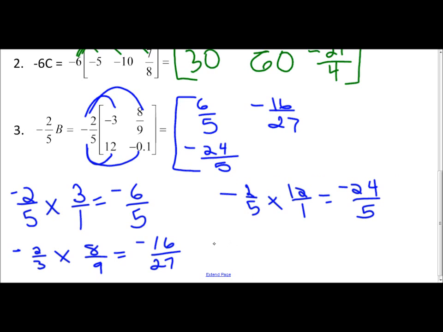And finally, I'm going to take a negative 2/5 times a negative 0.1. I'm going to change that decimal to a fraction so they're both in the same form here. So negative 1/10. I can cross reduce here. 2 goes into 2 once. 2 goes into 10 5 times. A negative 1 times a negative 1 is a positive 1. And 5 times 5 is 25. So my last entry is 1/25.